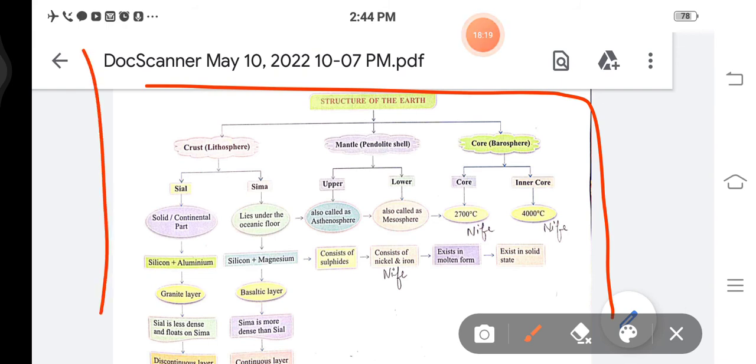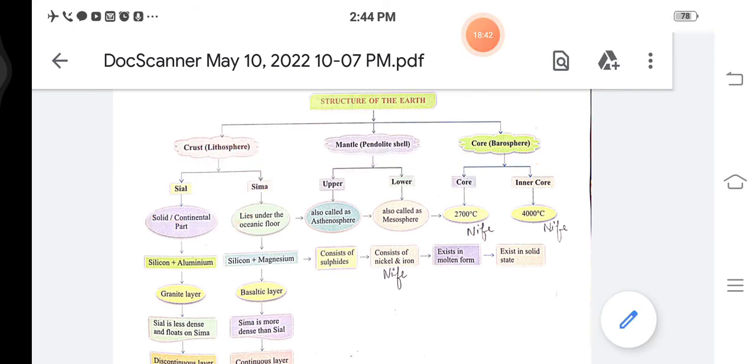The structure is divided into three parts: crust, mantle, and core. Its names are also given. Crust is called the lithosphere, mantle the pyrolite shell, and core the barysphere. The crust is divided into two parts: Sial and Sima. The mantle is upper and lower, and the core is inner core and outer core.